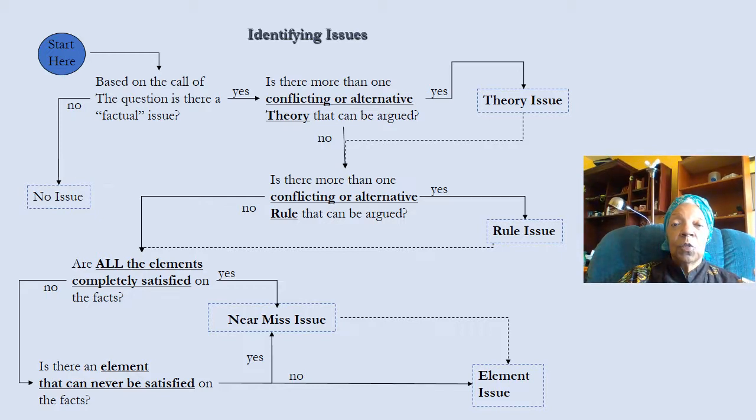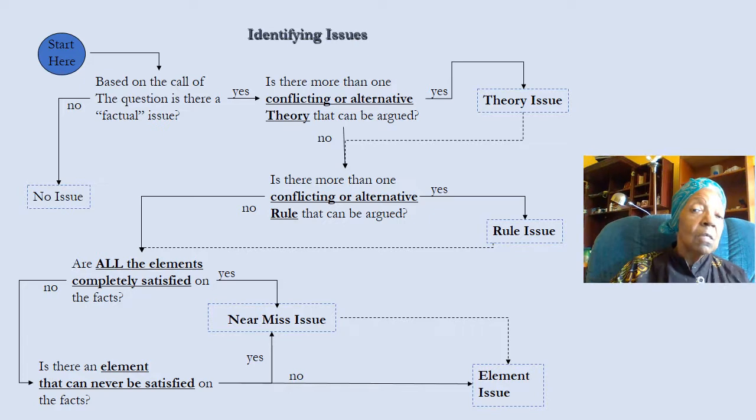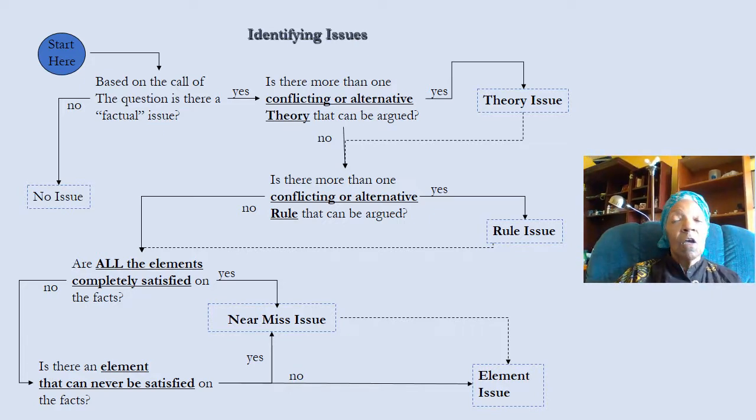So, is there more than one conflicting or alternative rule that can be applied? Yes, you have a rule issue, and you have to explain why that rule applies. This comes up when you have statutes and common law. So under contract, for instance, the UCC and common law are alternative and conflicting rules.